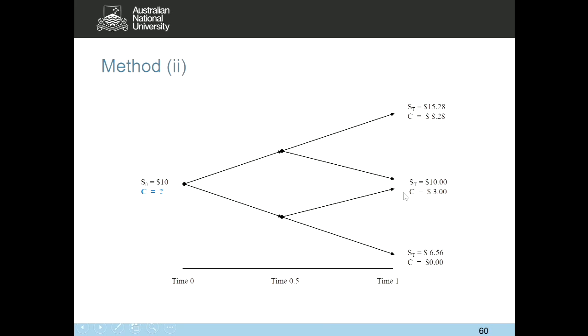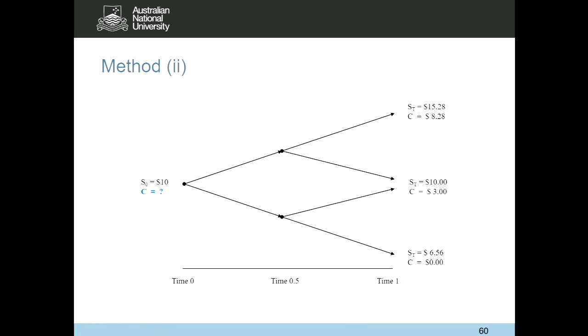And how do we get this $10? There are two ways we can get this $10. The share price can first go up, then go down again. And alternatively, the share price can go down, then go up again. So either way, we will end up with $10. And there's only one way we can end up with $6.56. How do we get $6.56? The share price has to go down, and the share price has to go down again. So the share price has to take two consecutive downturns to get $6.56.